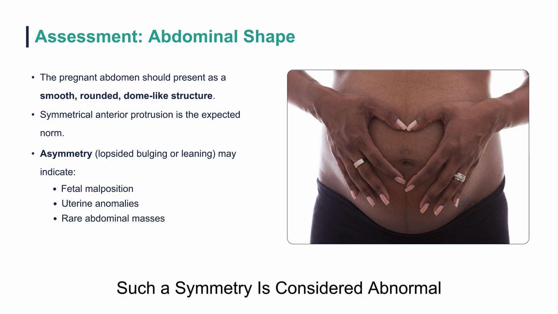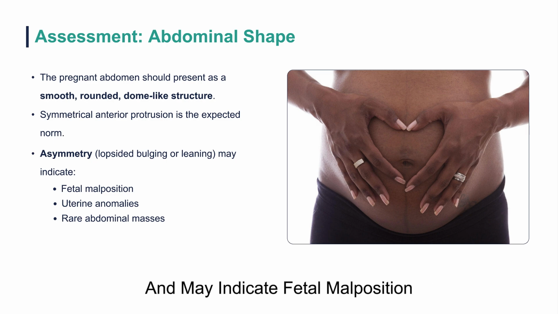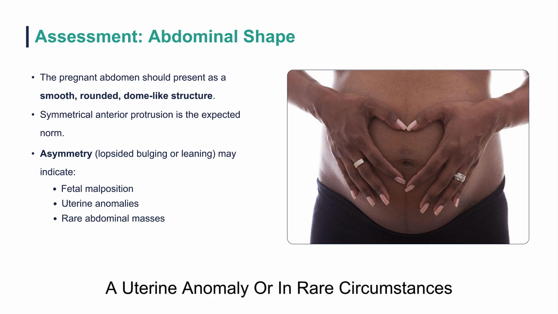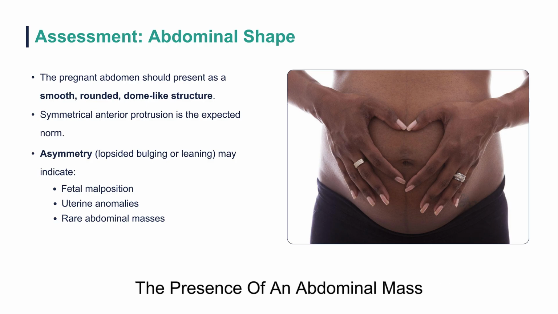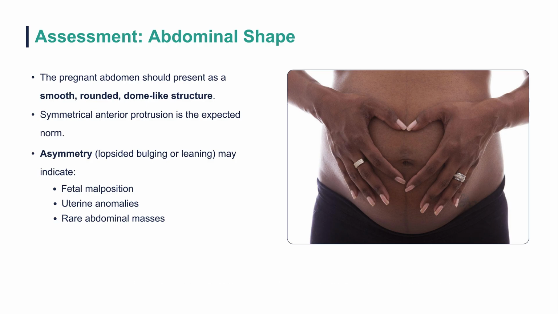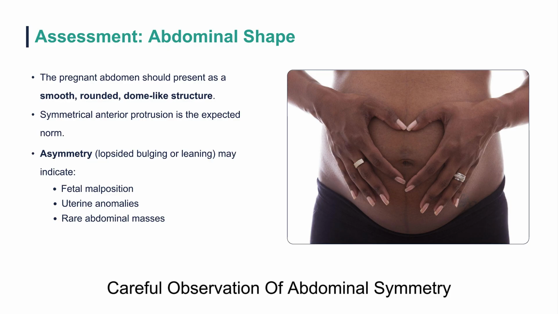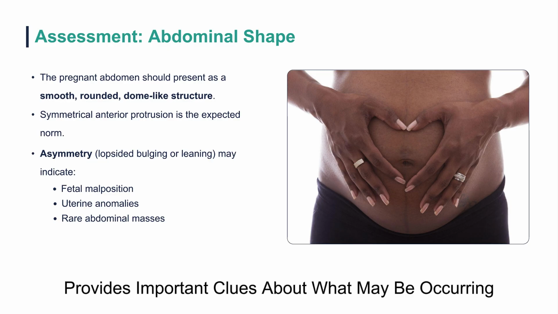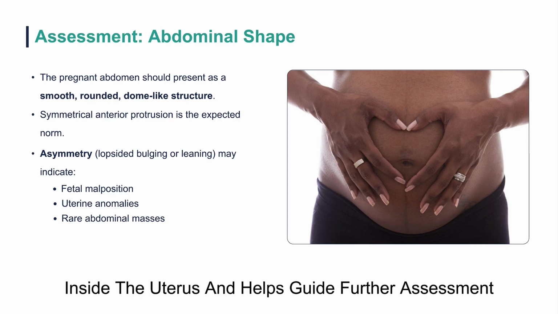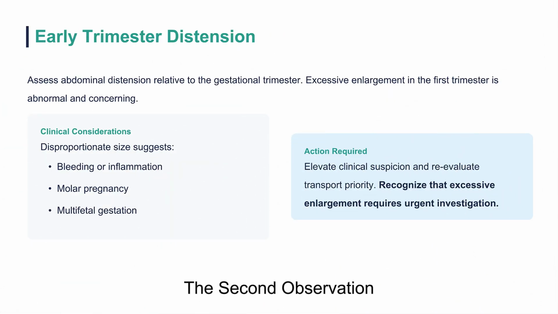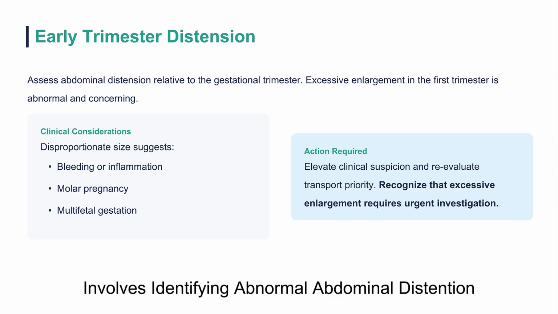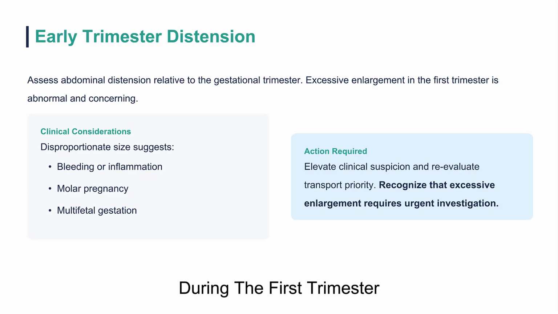Such asymmetry is considered abnormal and may indicate fetal malposition, a uterine anomaly, or, in rare circumstances, the presence of an abdominal mass. Careful observation of abdominal symmetry provides important clues about what may be occurring inside the uterus and helps guide further assessment. The second observation involves identifying abnormal abdominal distension during the first trimester.